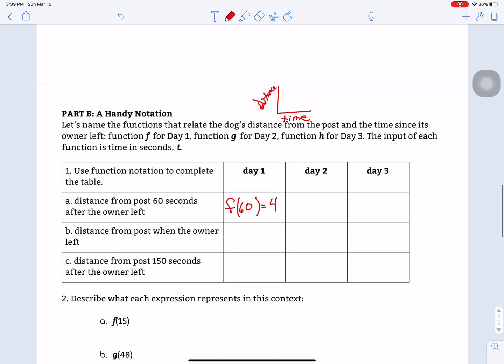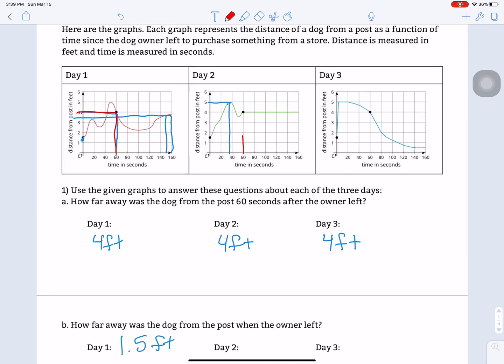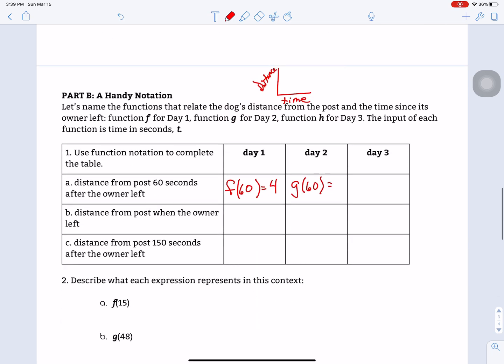If I was talking about day 2, g of 60, and again, I'd go back up to my day 2 graph, and at 60 seconds, it's also 4 feet. And since I'm up here, I'm going to look at my last one at 60 seconds. It's 4 feet. So this equals 4. When looking at day 3, I'm going to use h of 60 equals 4, not 40, 4 feet. And then I'm going to continue with my next ones.